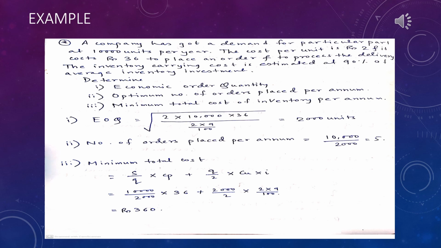A gentle reminder to the students watching this video: please convert that inventory carrying cost, which I have given as 90%, don't calculate it at 90%, just cut off the 0 and calculate it at 9%. The rest of the sum is absolutely fine.